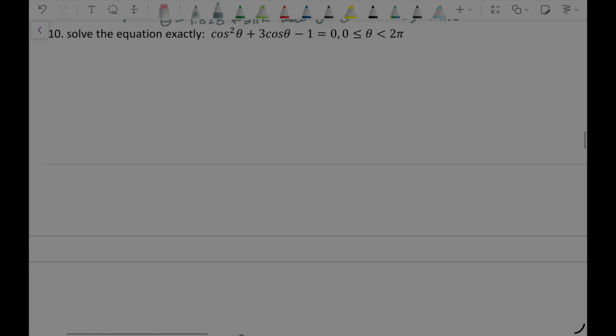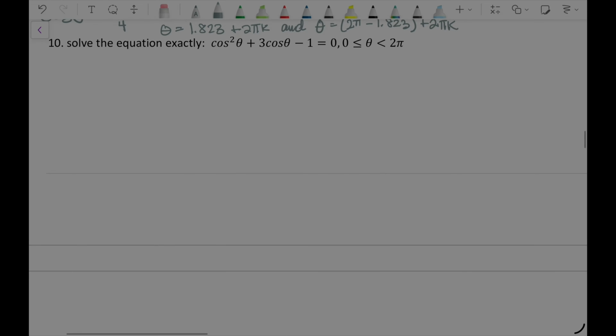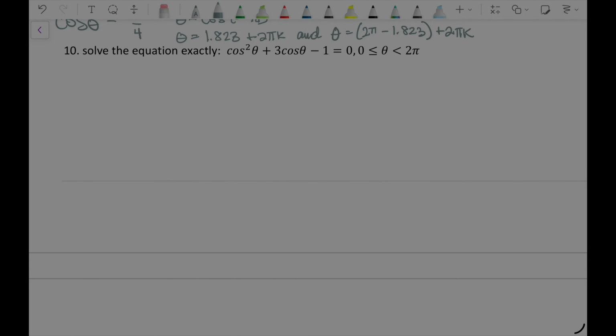Solve the equation exactly. So when they say exactly, no calculator, we're not going to have any rounded numbers. To me, this is quadratic in nature, and it equals 0, so we should try to either factor or use the quadratic formula. I don't see this as being factorable, so quadratic formula.